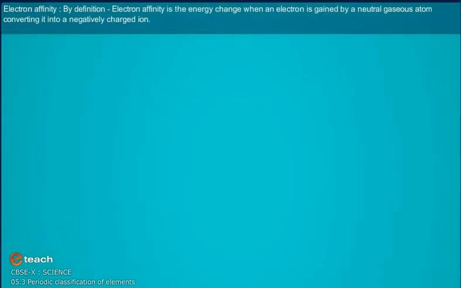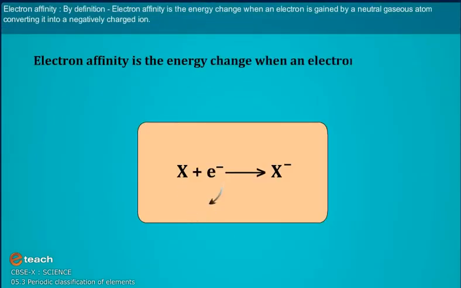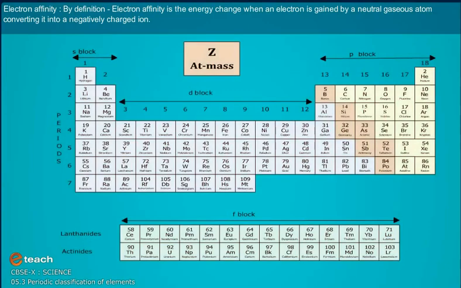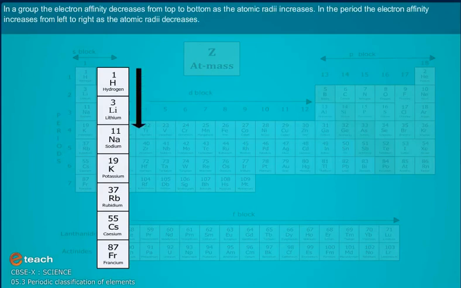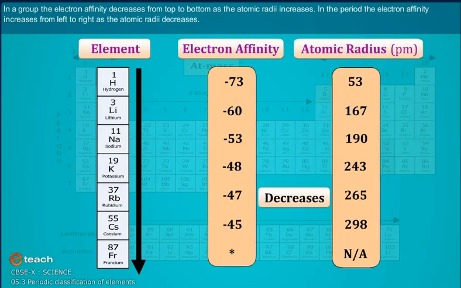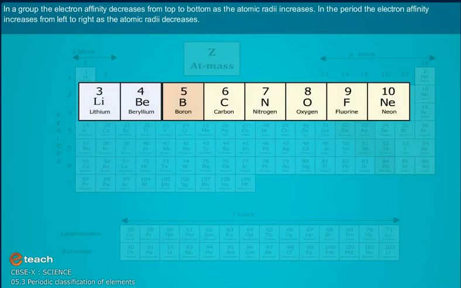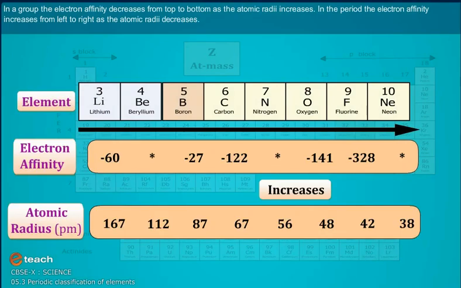Electron affinity. By definition, electron affinity is the energy change when an electron is gained by a neutral gaseous atom, converting it into a negatively charged ion. In a group, electron affinity decreases from top to bottom as the atomic radii increases. In the period, the electron affinity increases from left to right as the atomic radii decreases.